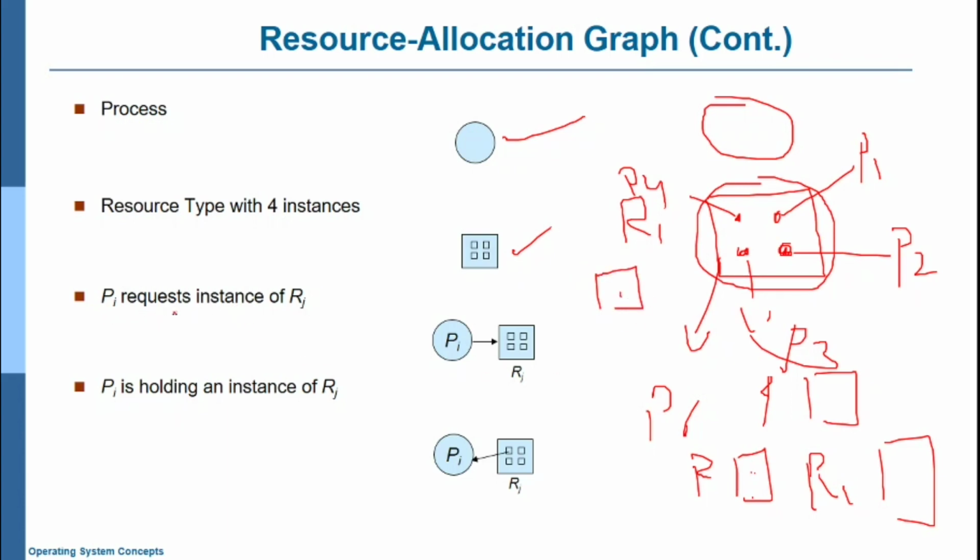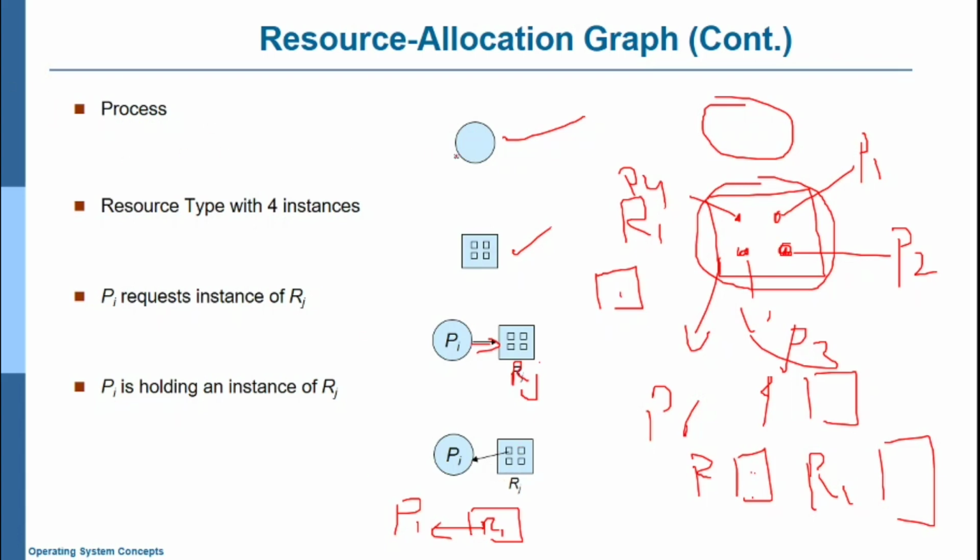Pi requests an instance of Rj. A process is represented by a circle, Pi or P1. For example, requesting means a request edge from Pi to resource Rj. Pi is holding an instance of Rj means that Pi, that is process 1, holds one instance of the resource R1. So this is how it is going to be represented.